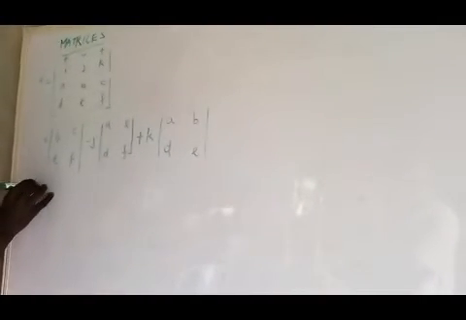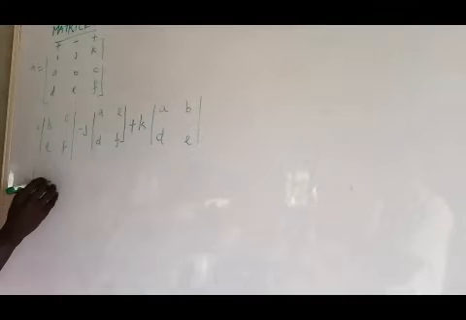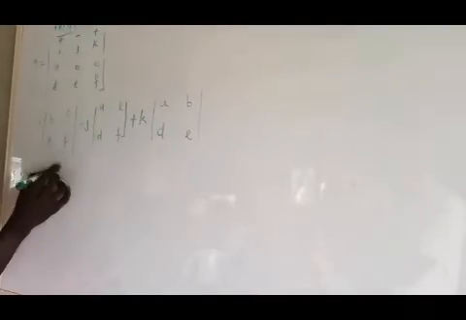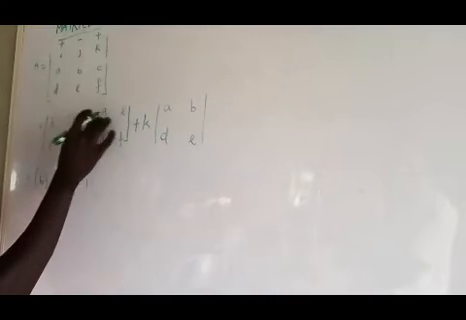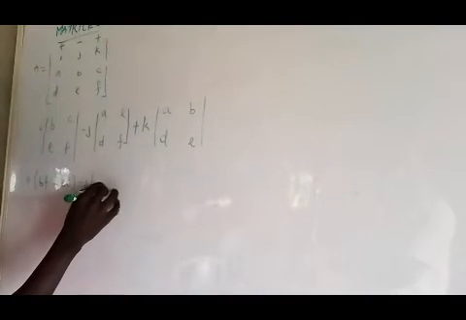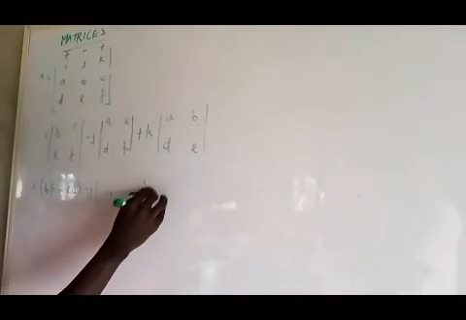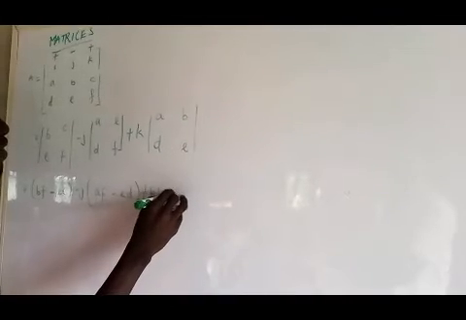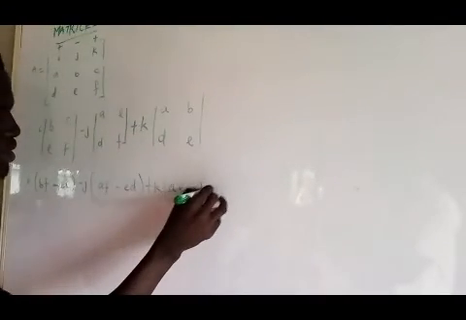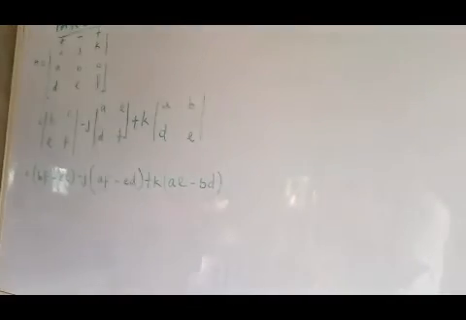Okay, so now you just have to find the determinant of these ones, which is b times f, which is bf, minus e times c, which is ec, minus j, af minus ed, then plus k, open bracket, ae minus bd. So that is how to find the determinant of a 3 by 3 matrix.